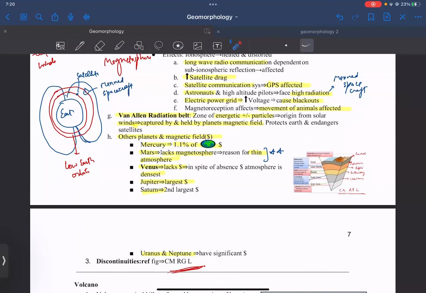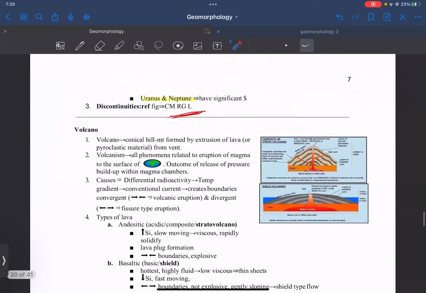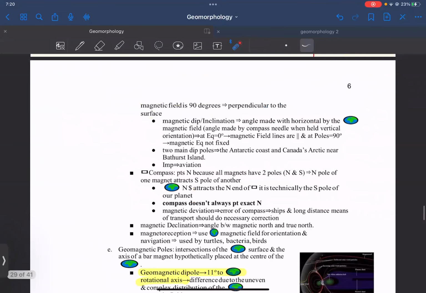So the magnetic field: Mars and Venus have zero magnetic field. Jupiter has the largest. Saturn, Uranus and Neptune have more than Earth. This is what you need to know. And Mercury has a little bit of magnetic field, but it is less than Earth's. All right. So this is all we studied yesterday.